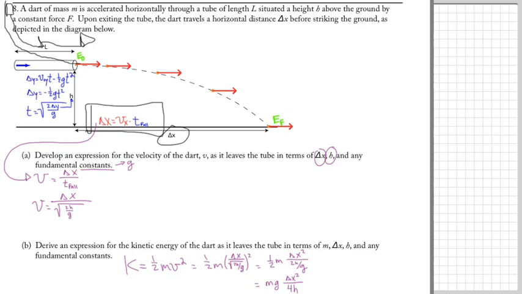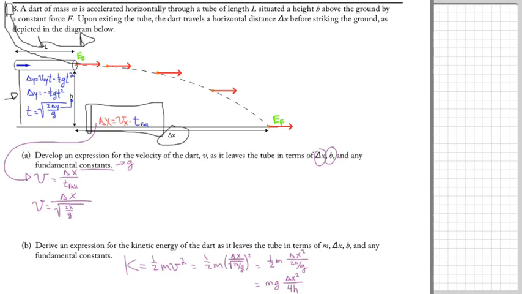So if I solve that for v, then I've done the first step of developing an expression for the velocity. I've isolated v, the velocity, which equals delta x over t fall. Delta x is something that's given in this problem. We're saying find it in terms of delta x, h, and any constant. So I've got delta x, I can leave that alone. I just need to solve for t fall. And t fall is solved over here on the left under the tube, right there.